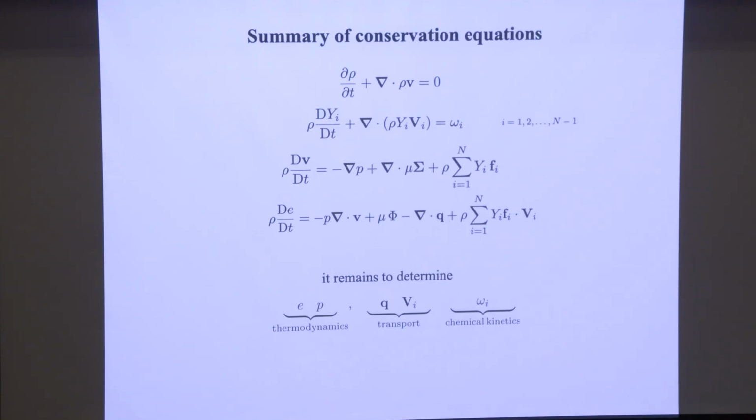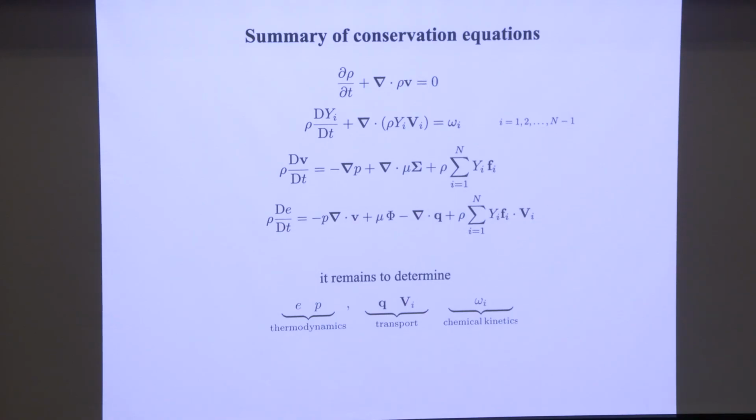And here is a summary of those equations, where the emphasis is that there are a few things that remain to be determined. First of all, E and P are thermodynamic quantities that we have to discuss separately because now they are for the mixture. Q and Vi are transport quantities, that's the heat and diffusion, and we have to talk about different laws that are appropriate for a mixture. And omega i, which is appearing here, the chemical kinetics, okay?